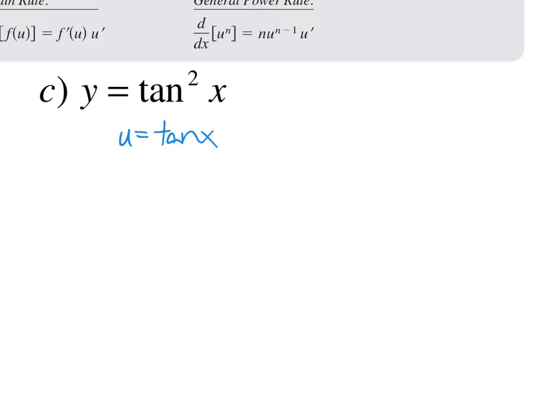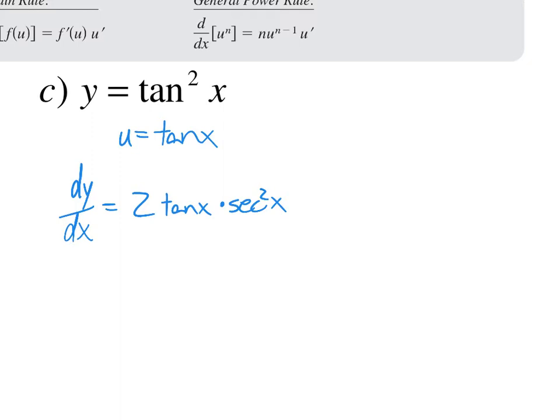So I have something squared, right? So let's think here, what's the derivative of something squared? 2 times that something, alright? So this is going to be 2 times tangent x. But here's the chain rule. I need to multiply by the derivative of that something. So what's the derivative of the something? The derivative of tangent is secant squared.